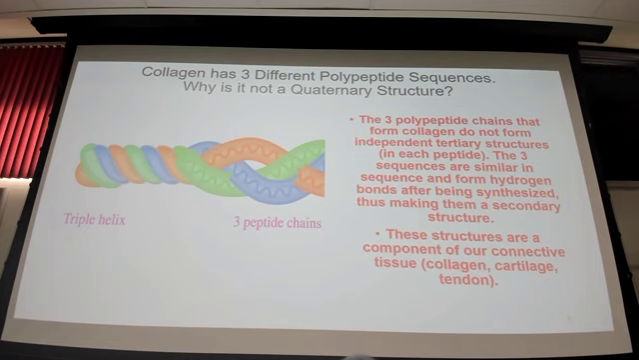The reason why this is a secondary structure, and it's sometimes called a specialized secondary structure, is because once these polypeptides are synthesized, all 3 of them are very similar, so they don't fold on their own. They just go directly into this rope or braided-like pattern. Does that make sense? Are there any questions about this?